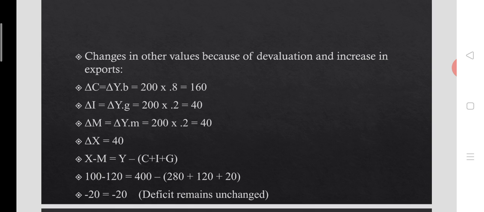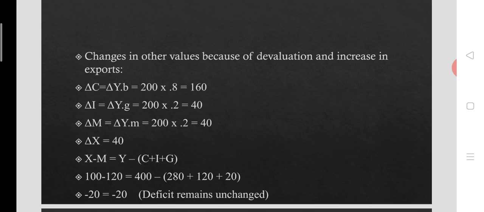Let's look at the final figure from the calculation. 100 minus 120 is minus 20, and Y minus A, that is Y minus C plus I plus G, or income minus absorption, is also minus 20. That means 400 minus 280 plus 120 plus 20 is also minus 20. So minus 20 is equal to minus 20, the same figure as previously.